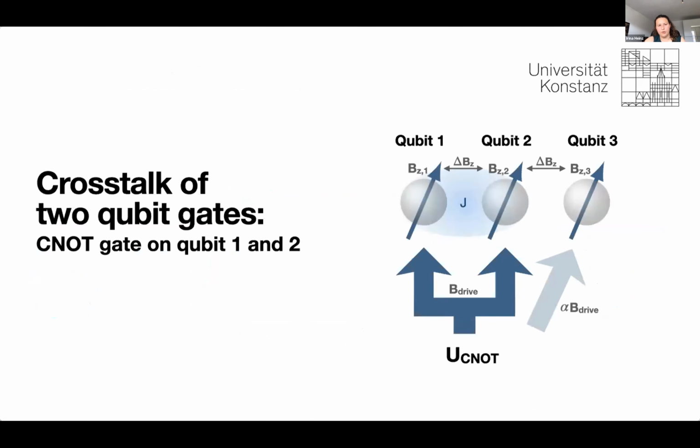Okay, we can do the same for two-qubit gates, and therefore we looked at the CNOT gate. To do so, we switch on the exchange interaction adiabatically between qubit 1 and qubit 2. Then we drive with a driving strength of B drive, matching the transition frequency of the CNOT gate. We drive both of these qubits. What we are looking at is qubit 3, the neighboring qubit, which has a resonance frequency BZ3, which differs from the single-qubit resonance frequencies, again by this delta BZ gradient. We have a residual field also given here by this alpha.